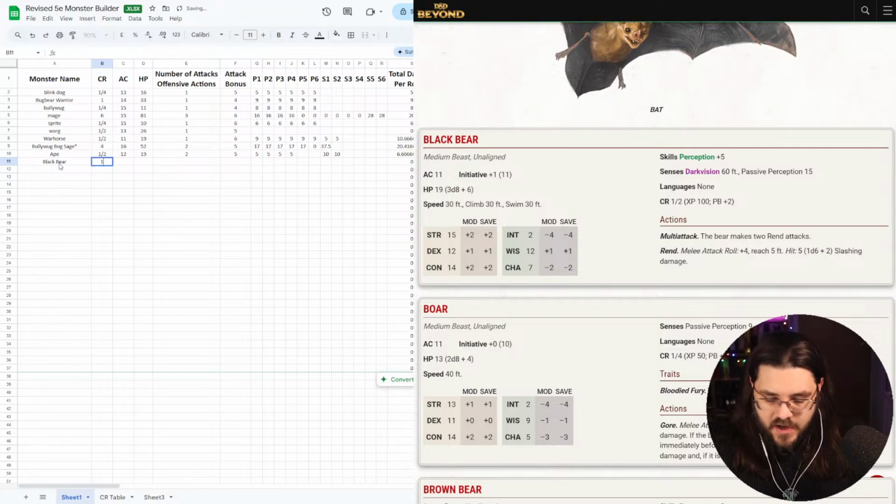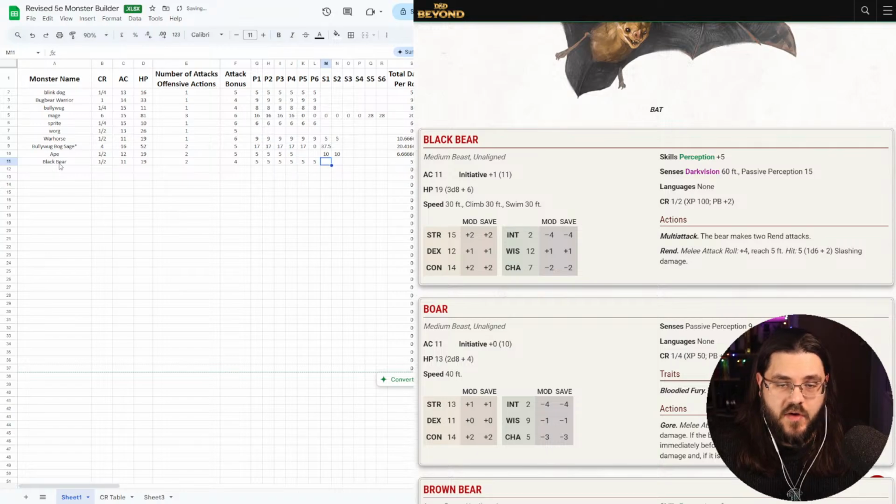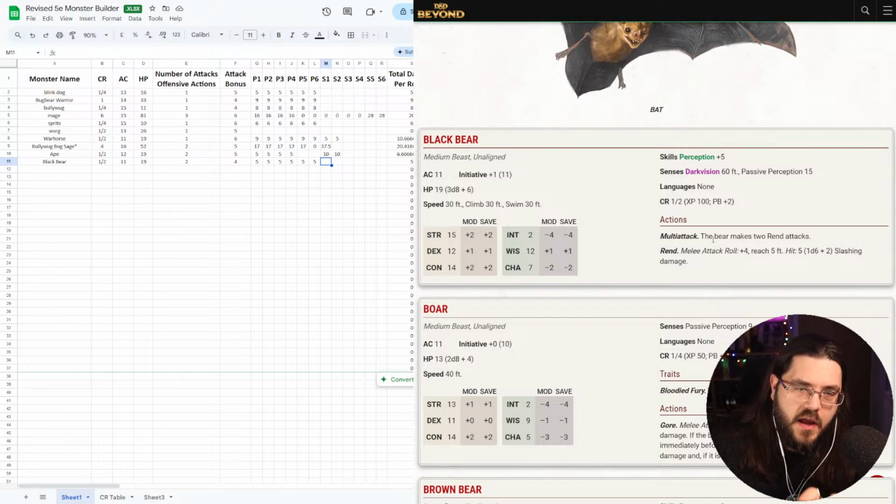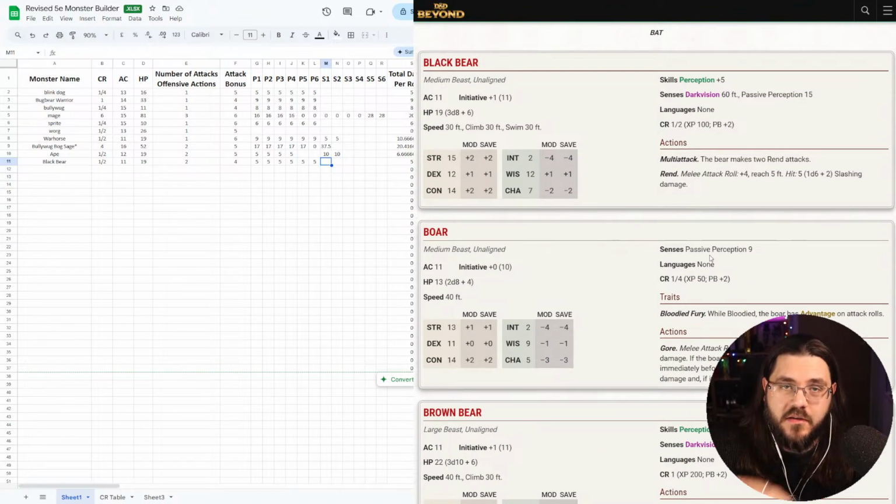So its CR is 1/2, and then AC 11, HP 19. Number of attacks per round is 2. The attack bonus is 4. And then it is 5 damage. And that is just straight 5 damage right across the board. Another thing that I do quite like about the new monsters is how a lot of their abilities have been condensed down into, for example, just rend attacks. Much more simple to run.